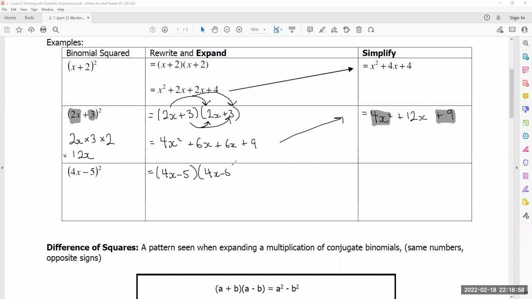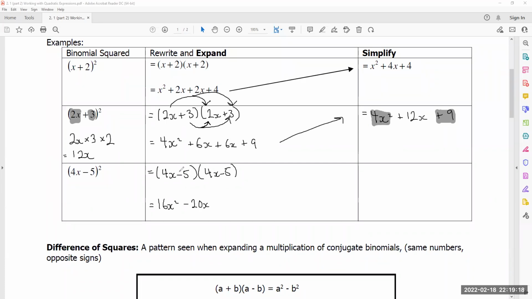4x minus 5. And then go ahead. 4x gets a chance to multiply with every single term in the second binomial. 4x times 4x, that would be 16x squared. 4x times negative 5 is negative 20x.